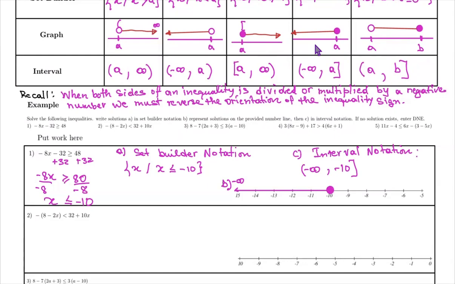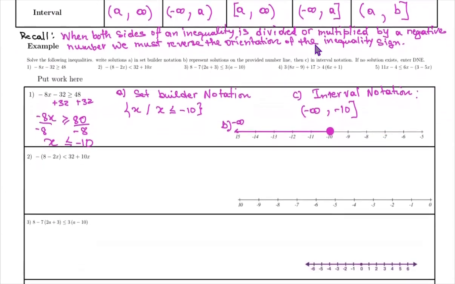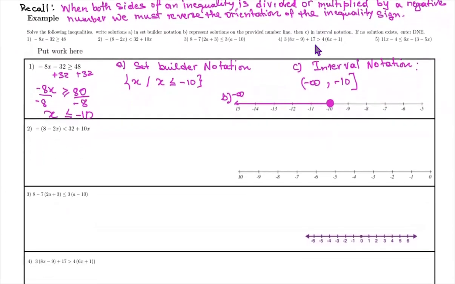Now let's move on to the next example. So we solved, isolated the x, wrote the solution in set builder notation, graphed it on the number line, and wrote interval notation. We're going to do that for all the examples. Next example, number 2, we have -1, if you will. That's your -1 here that you're going to distribute over 8 minus 2x, less than 32 plus 10x.